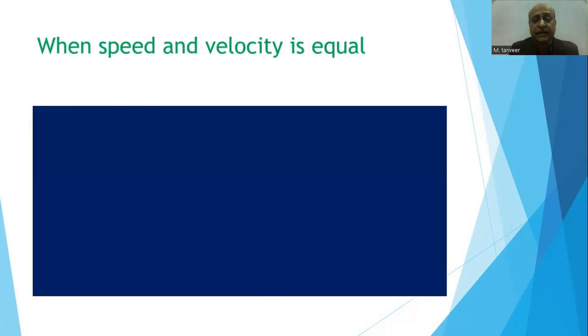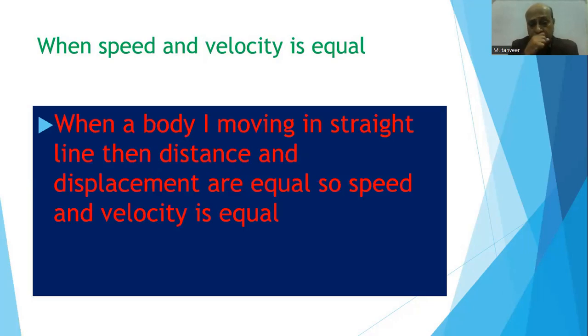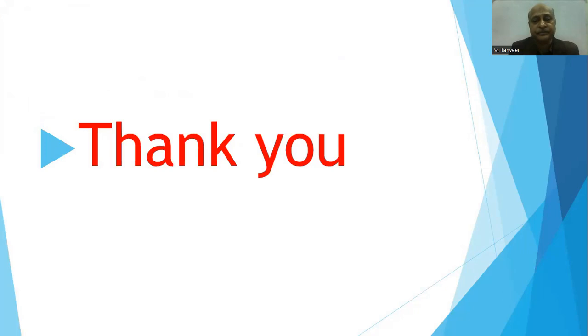When are speed and velocity equal? When a body is moving in a straight line, then distance and displacement are equal, so speed and velocity become equal. Thank you.